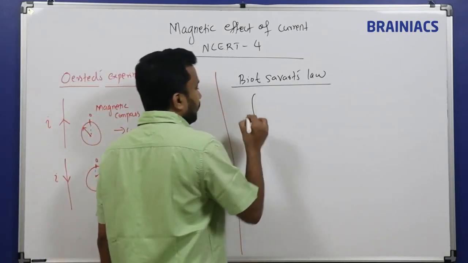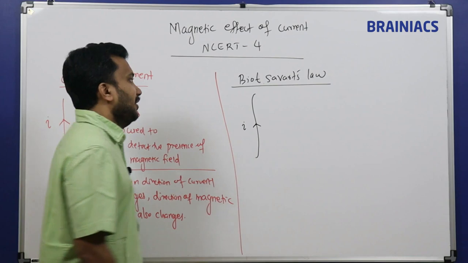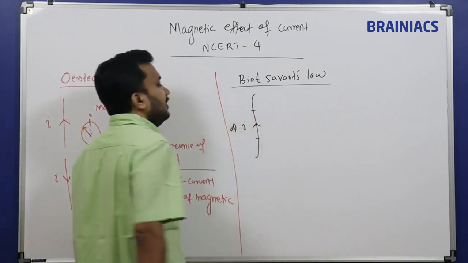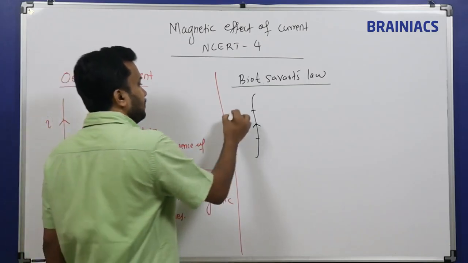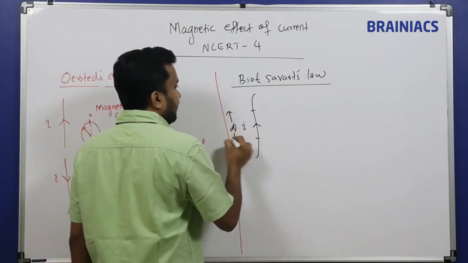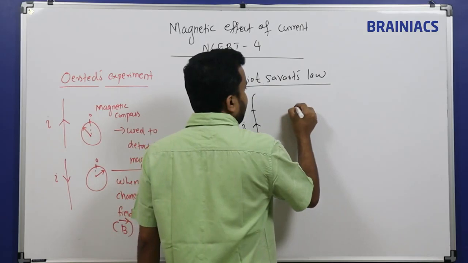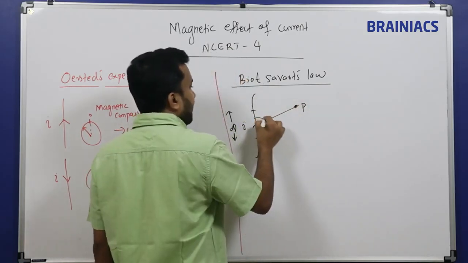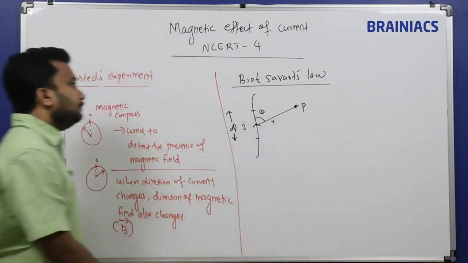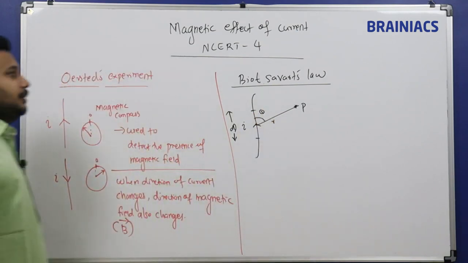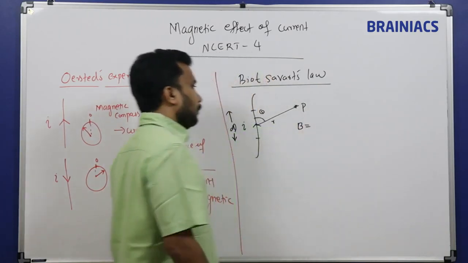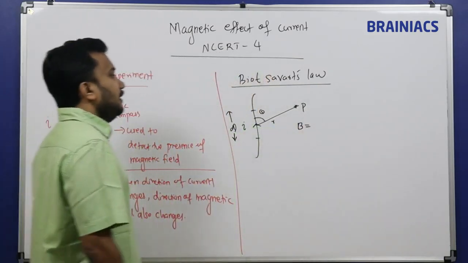Let's take a current going in a current element dl. dl is the current element. This is a long length and dl is the length of this piece. This small piece will be called dl. I am going to find out the magnetic field at the point P, which is at a distance of r meters away, and the angle is theta.